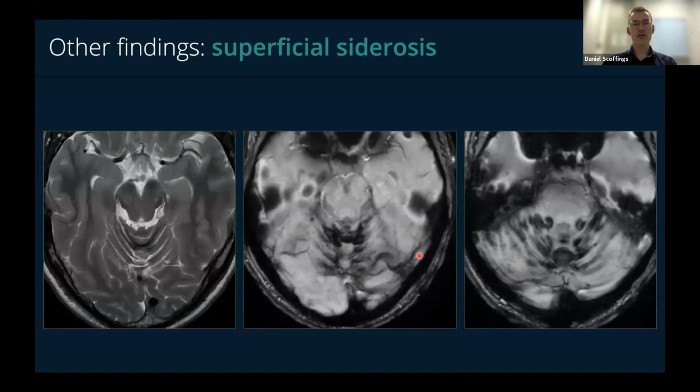And patients who have chronic leaks, they may have no headache, but they're at risk of developing this, and this can lead to ataxia and deafness 15, 20 years down the line. So it's an important finding to look for.